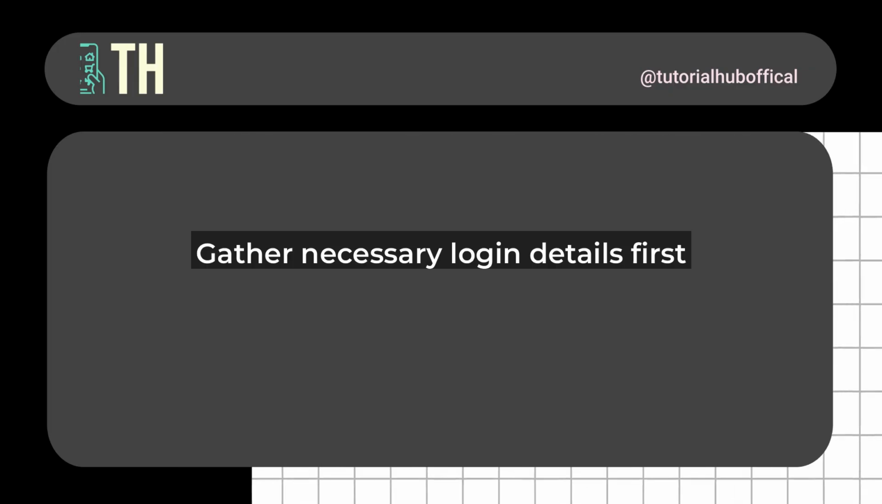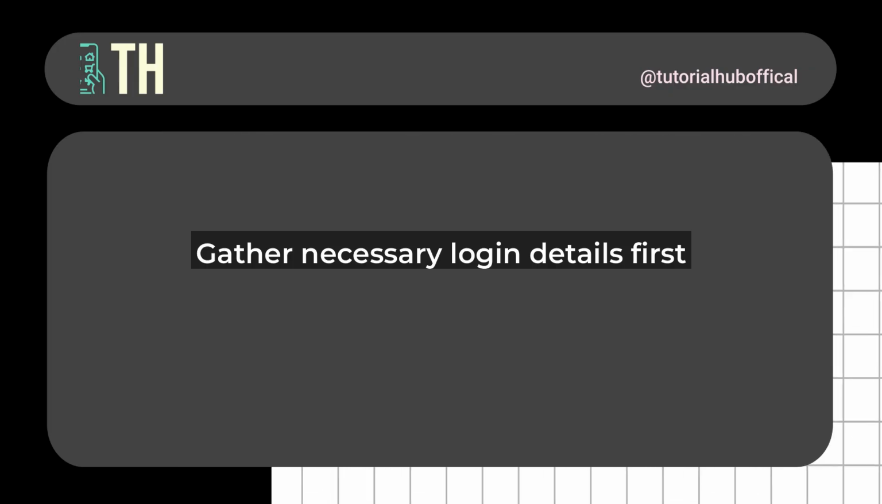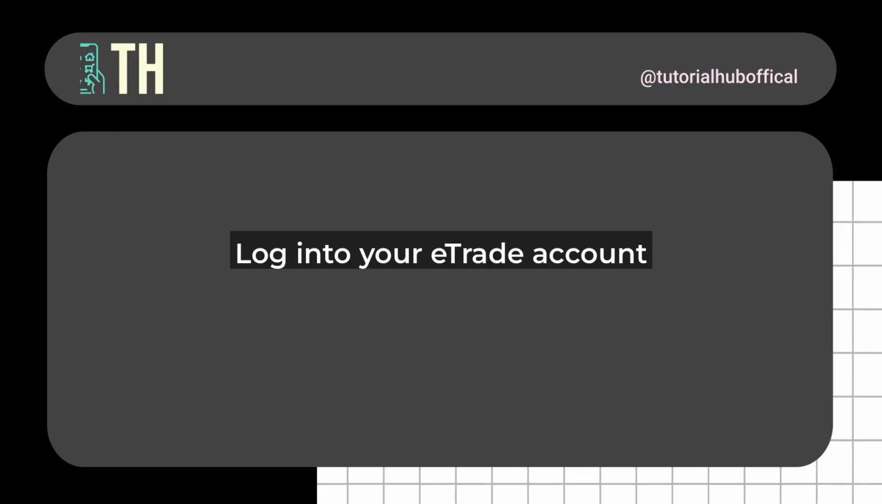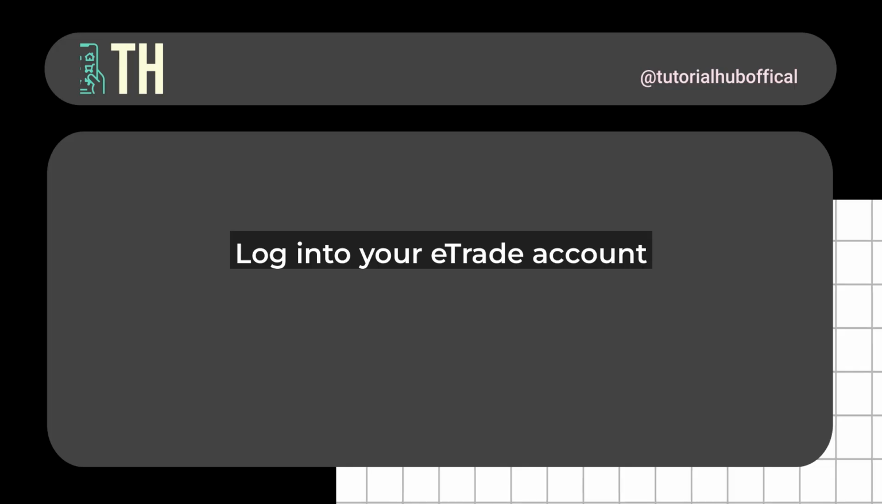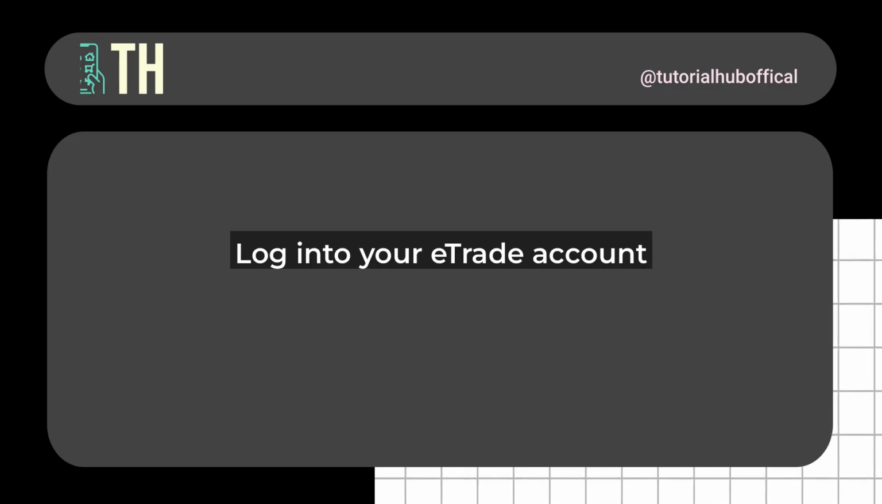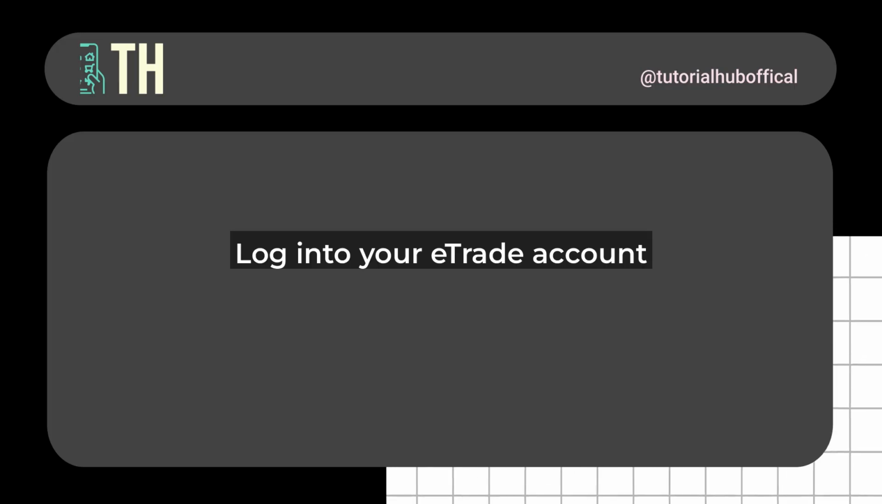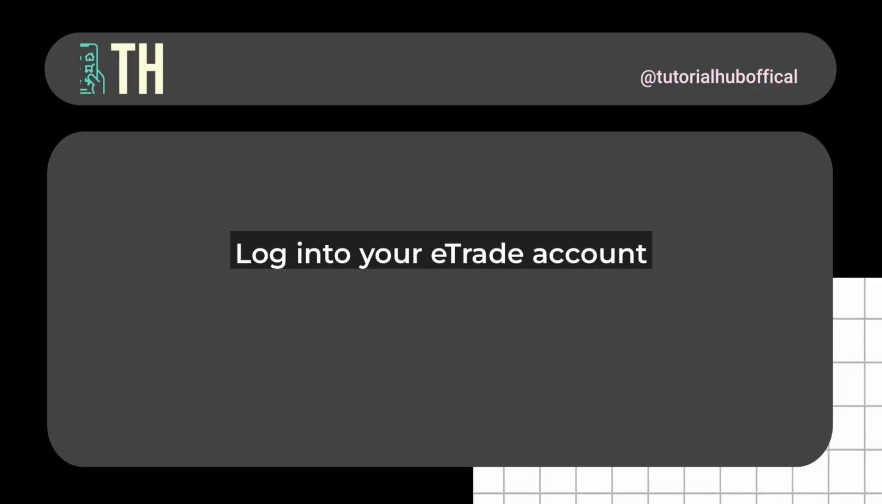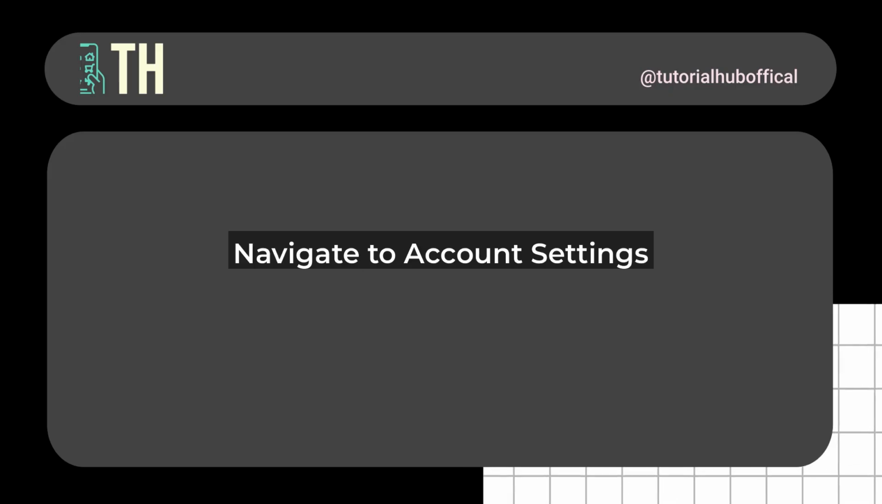Step 1. Log into your eTrade account using your username and password. If you have two-factor authentication enabled, you'll need to verify that too. Once you're in, head over to the Account or Profile section, usually found in the top right corner. Next, look for Account Settings or Manage Account. This is where things get specific.